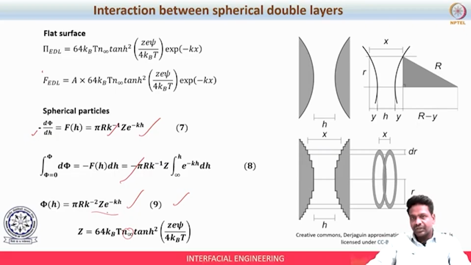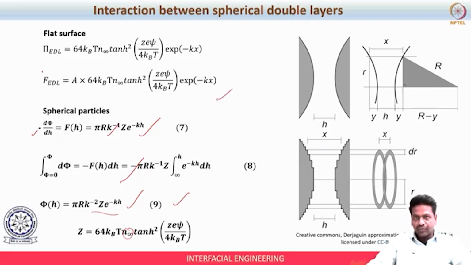So, it is same as your interaction between the planar double layers, whereas here you have the additional term like k minus 2. So, this is there already. Otherwise, the rest of the thing is pretty much the same.